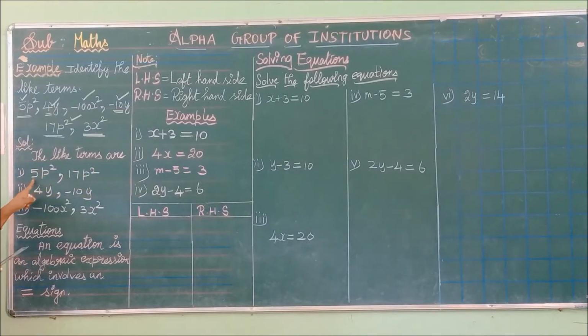What are the like terms? 5p square and 17p square are one set of like terms. 4y comma minus 10y are one set of like terms. Minus 100x square and 3x square are one set of like terms.